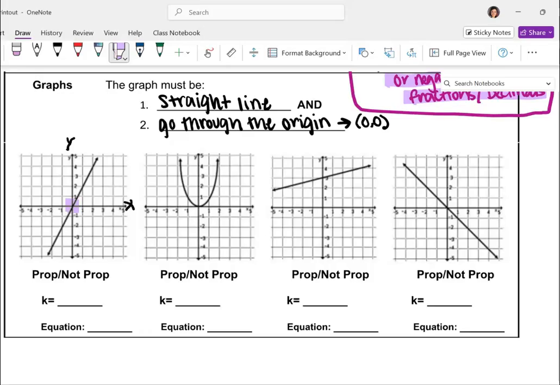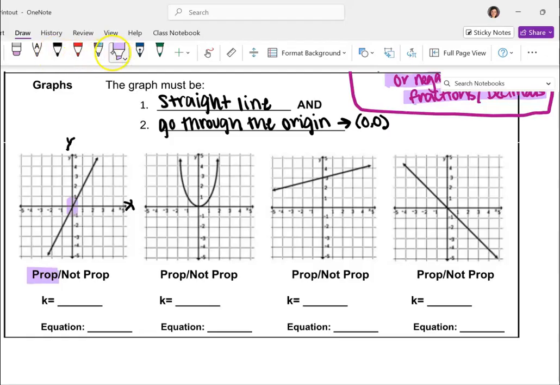This one does. And is it a straight line? Very clearly, this one is a straight line. So because it meets both requirements and it goes through that center, it is proportional. So now we have to figure out what k is.